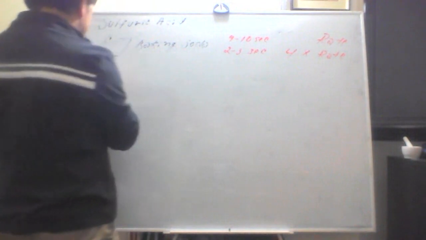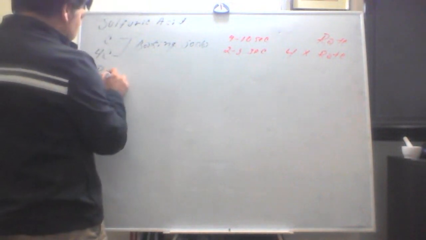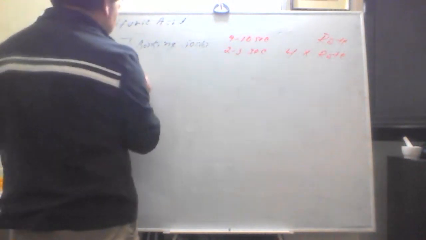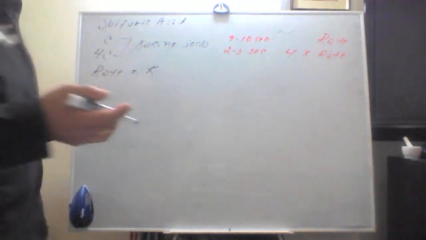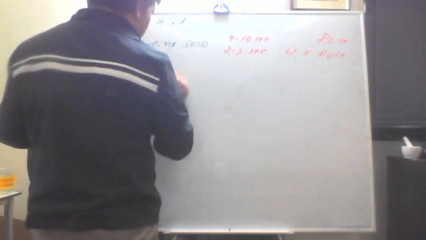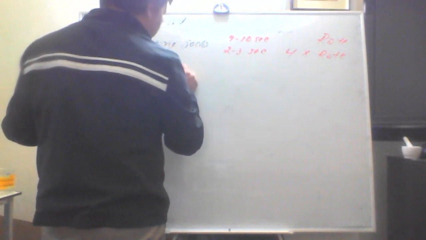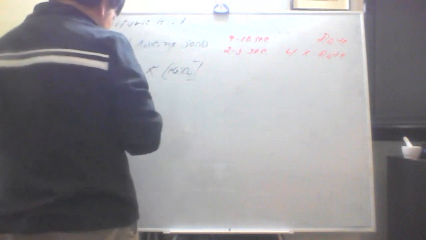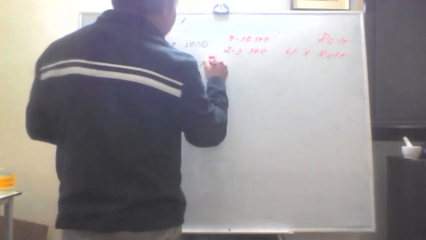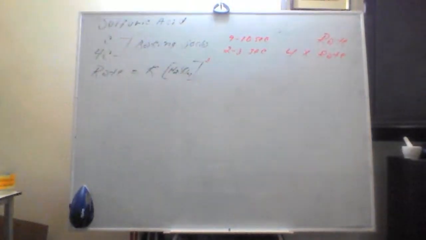We conclude that the rate of this reaction is equal to some constant k, which we have to determine experimentally, times the concentration of H2SO4. And this is raised to the first power, but the first power is not normally written. So that will be the form of the rate law that you will get in the experiment by looking at the concentration changes and seeing how the reaction changes.